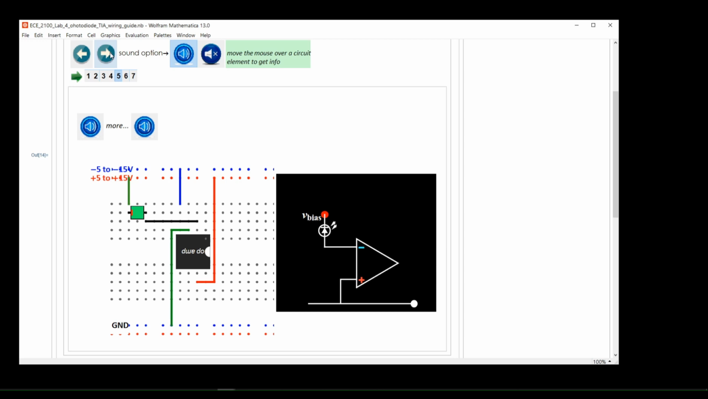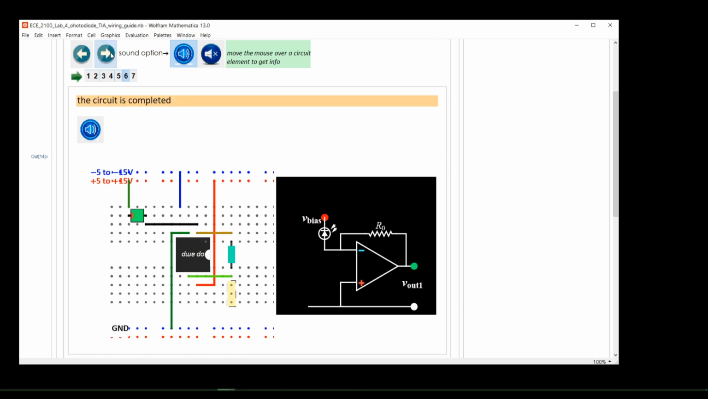Here, the positive voltage supply of the op-amp is used for the reverse bias. Every photodiode has a maximum rating of reverse bias voltage, and one should follow the manufacturer's specifications. Next, when ready, connect the 10 kΩ feedback resistor with wires to the op-amp output pin 6 and the inverting input pin 2.